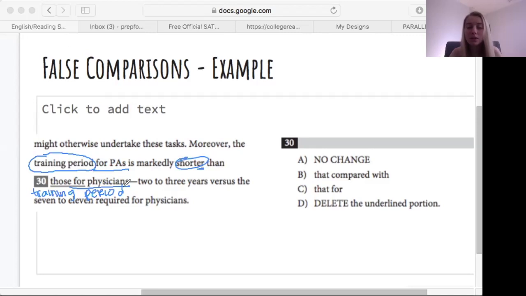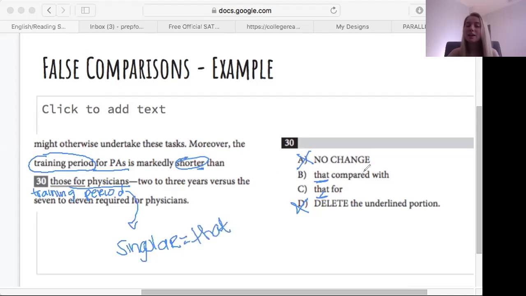Well, the training period is singular. So right there, I know for sure those is out because those is plural. Also I can cross out the delete-the-underlined-portion option, because I can't say the training period for the PAs is shorter than the physicians. Now I'm saying the length of the training period is shorter than the physician, not the training period of the physician, but the actual physician. So D is out. Now I have B and C that both have the word that, which is perfect because that is replacing a singular item.